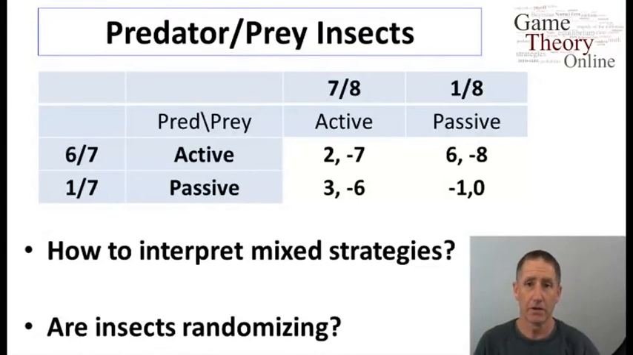So, mixed strategies play a critical role in game theory. In this predator-prey game, there is only a mixed strategy in Nash equilibrium. So the first question to ask is, what do these mixed strategies really represent? Are there insects having some randomizing devices in their tiny little brains that are determining their actions? This turns out to be quite a deep question, and there are multiple ways to look at mixed strategies.